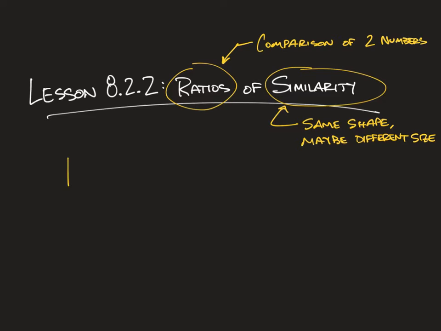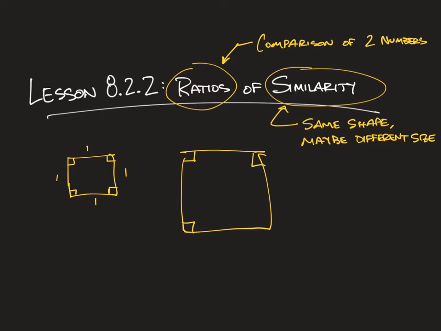So let's say we've got a square, and all the side lengths are 1. And we scale that up to a bigger square, where all the side lengths are 2. Okay, so we have this first square. Let's just call this square number 1 and square number 2.